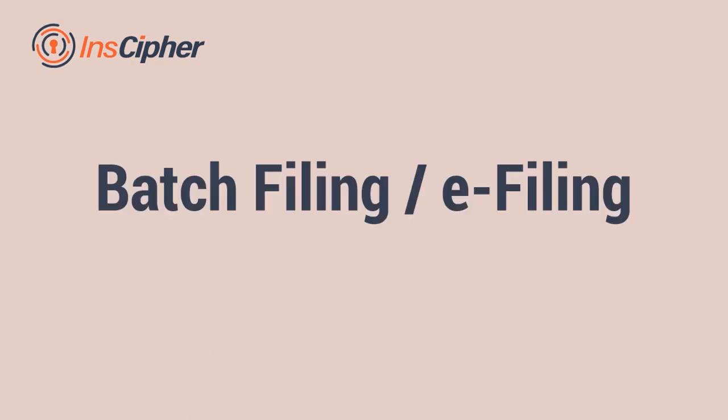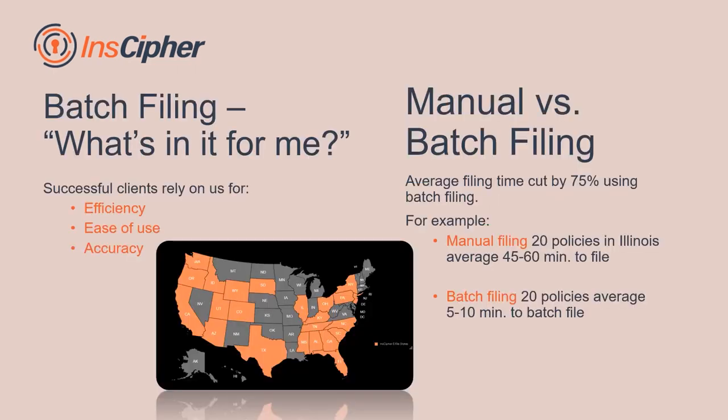So let's kick things off by discussing batch filing or e-filing. E-filing is a term that is probably familiar to you, but we use this term to refer to any type of electronic filing that we do with the state. That's from our portal to the state. Now that can include API submissions or manual batch uploads.